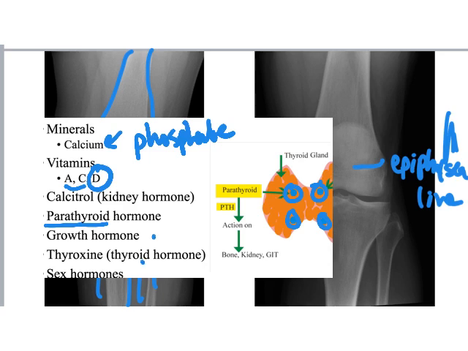Growth hormone is involved, thyroid hormones are involved, and some of the sex hormones are involved, which is why you have greater growth during puberty, when those sex hormones begin to be produced in much greater amounts. So just be aware of the minerals, the vitamins, and some of these hormones. In physiology, we'll get more into the details.